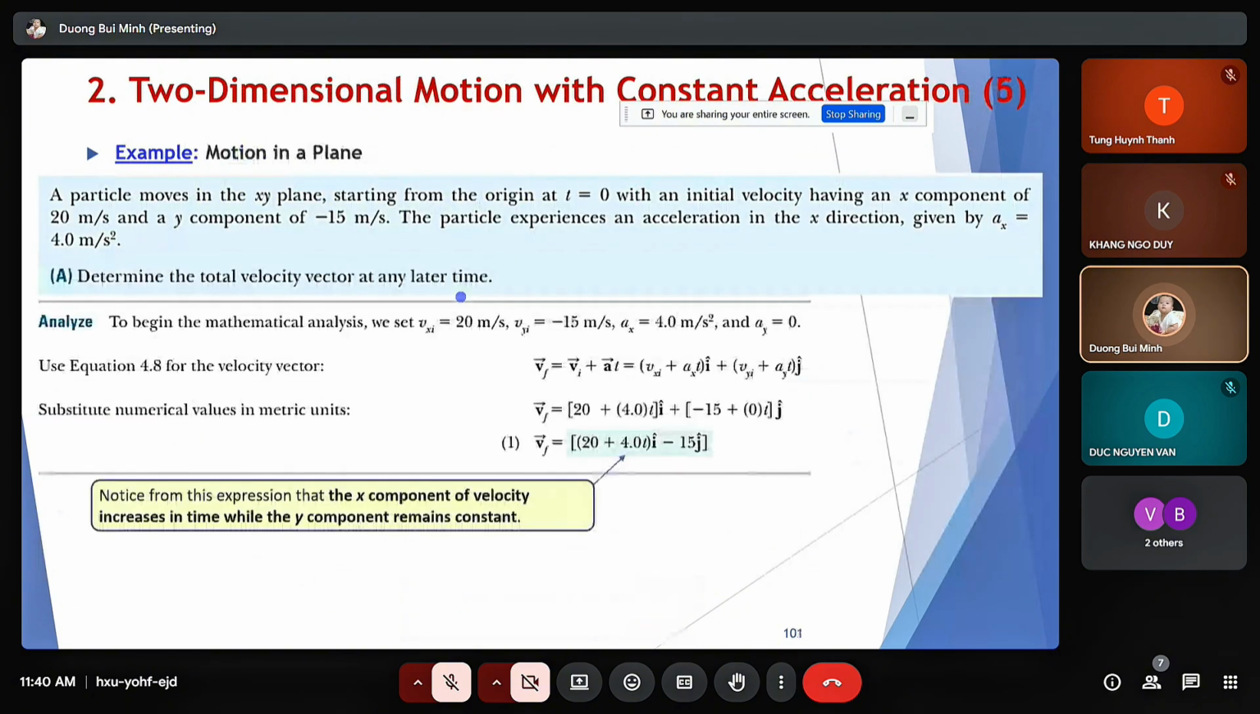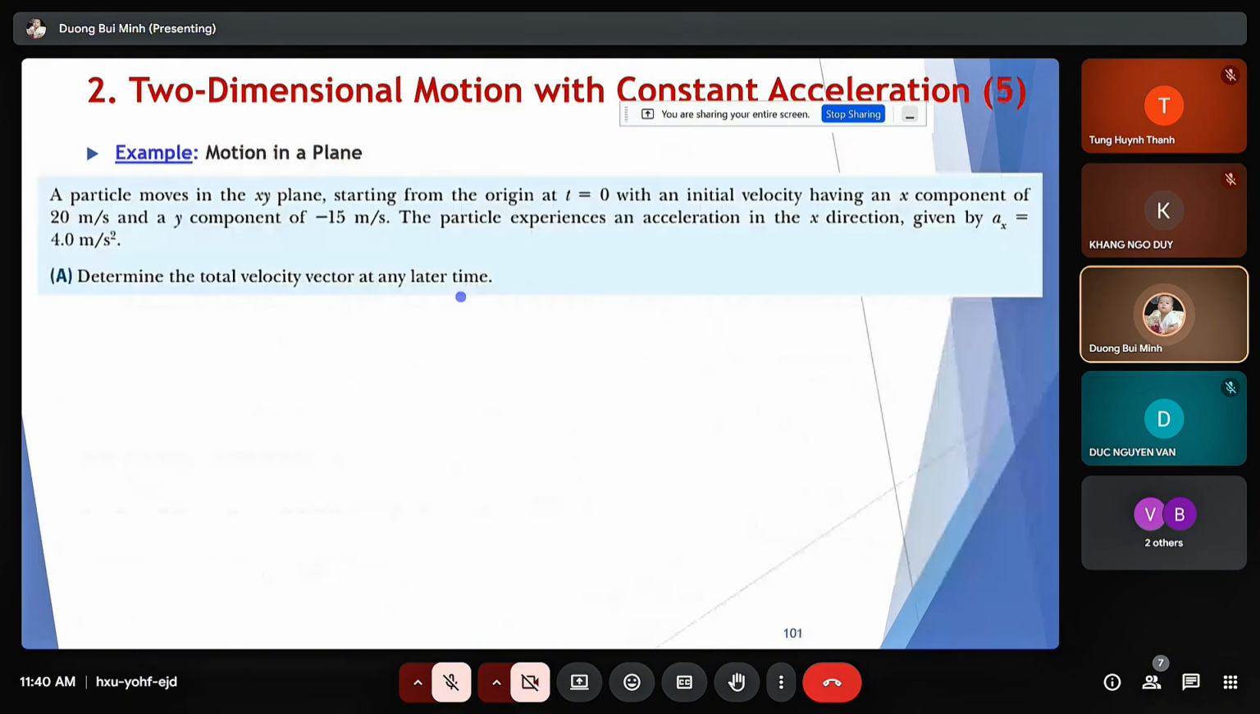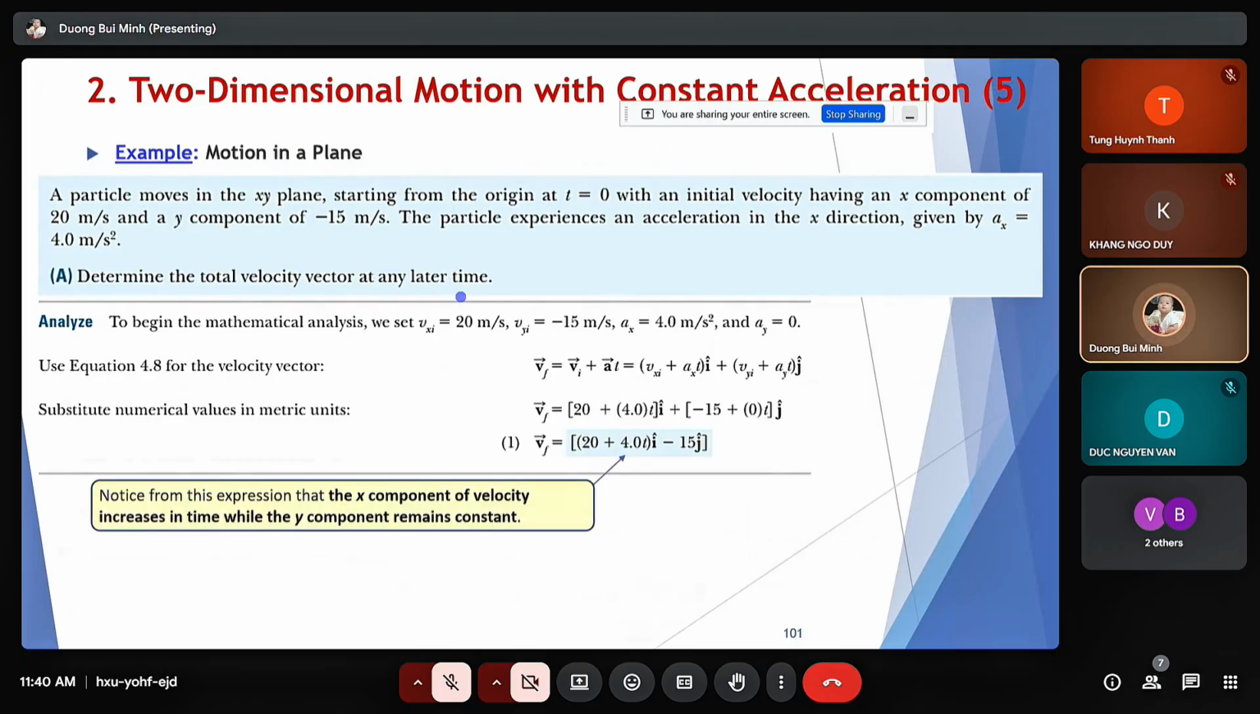I think you should have 2 to 5 minutes. Try to understand the example for yourself. Okay, now 3 minutes.